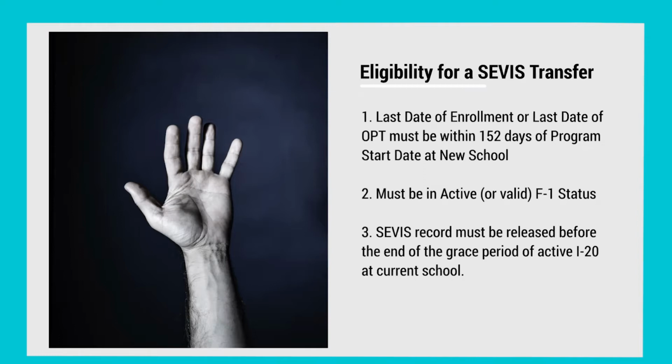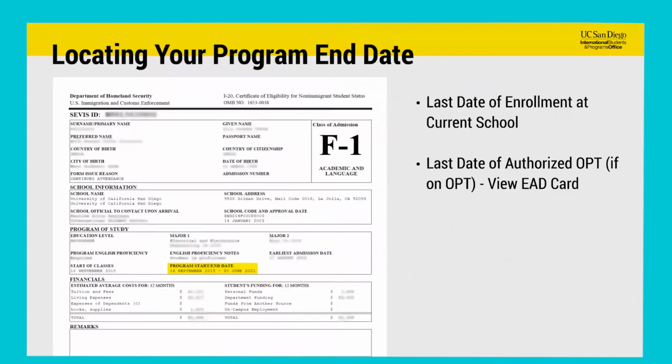So let's take a look at how you're going to find your program end date. Pauline, did you want to cover this slide? Sure, yeah, I can go into this. So thank you, Lisa, for talking about transfer and eligibility. As Lisa mentioned, in order to assess if you are eligible to transfer your SEVIS record from your current institution to UC San Diego, you need to determine, right, when does the 5-month or 152 days start?